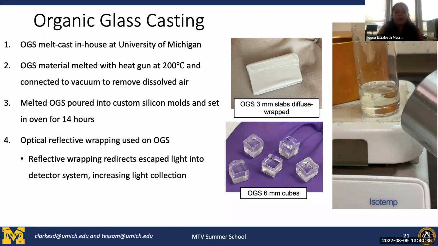So throughout our characterization, we were also looking into things that would just improve the glass. And so we investigated reflective wrappings as well. The image below this shows some 6mm cubes that are bare. They don't have any wrapping. This is just to give you more ideas of what the material looks like.